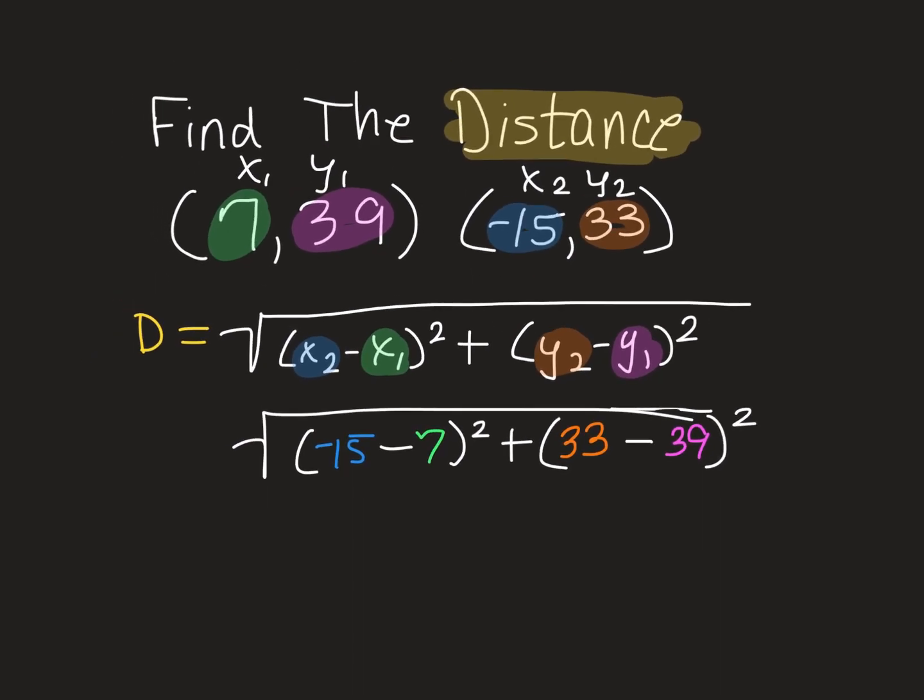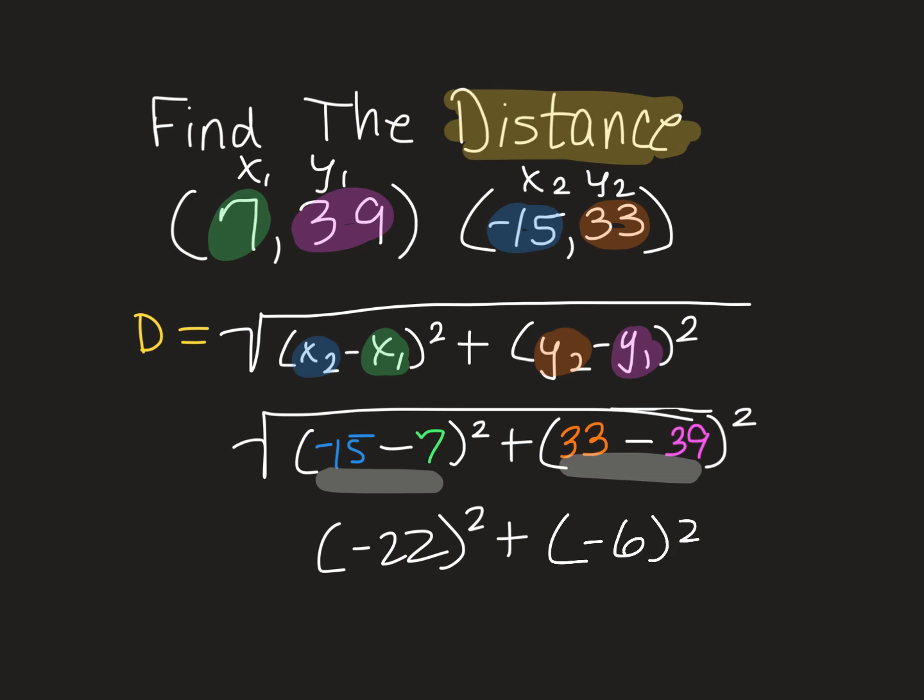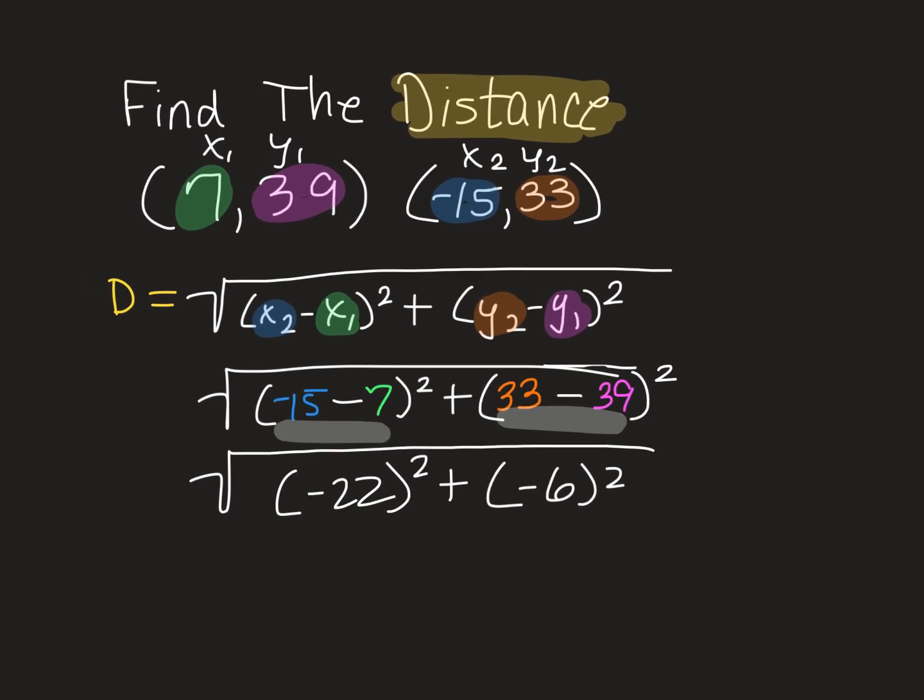So my next step is that now I need to find those differences. So negative 15 minus 7 is negative 22. And then 33 minus 39 is negative 6. So now that I've got those differences, now I need to square them, right? So 22 times 22 is 484. Negative 6 times negative 6 is 36.